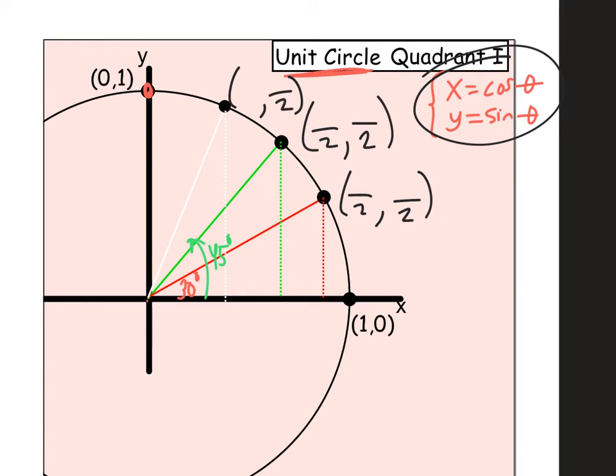Every single one has a 2 in the denominator, unless it's a 0 or 90-degree angle or the 180 or 270. If it's in the middle of a quadrant like these, it's going to have a 2 in the denominator. Okay, here's the cool trick.